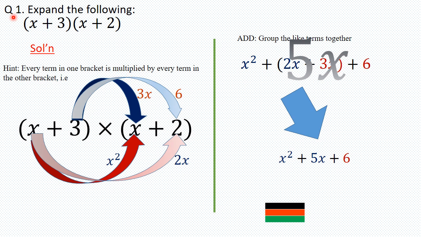From here, we turn to the next concept that I wanted to show you, which is about factorizing a quadratic expression to get two brackets. And that actually is the exact opposite of what we have done here. So let's turn there.